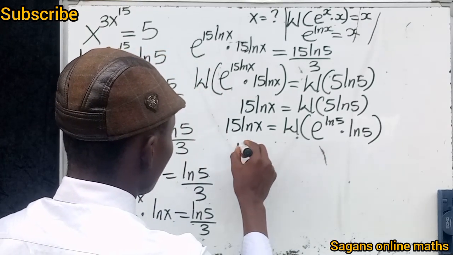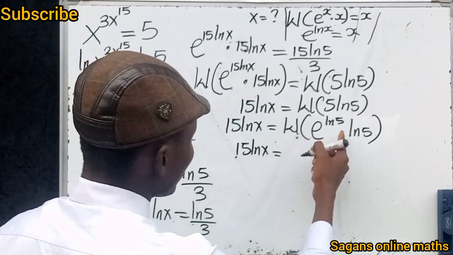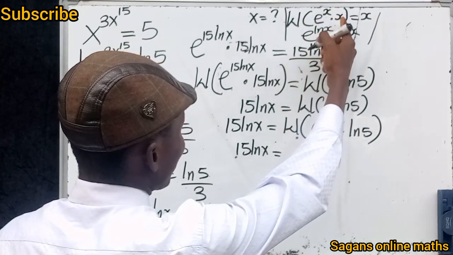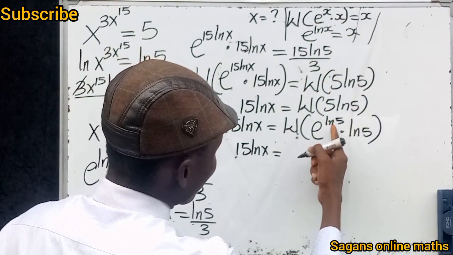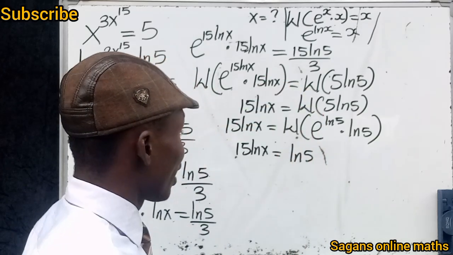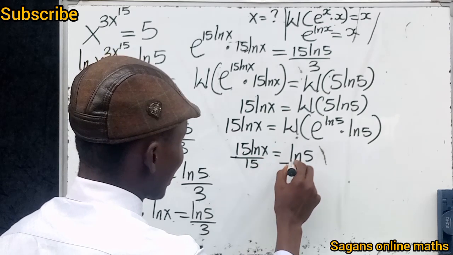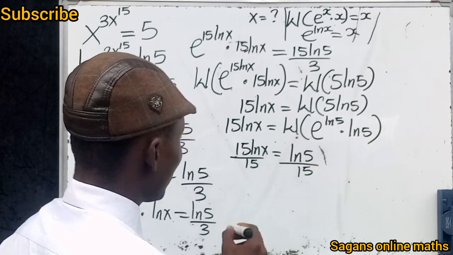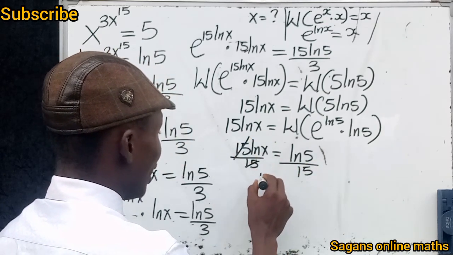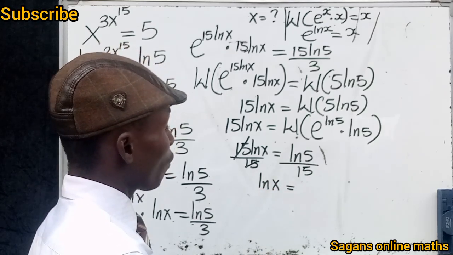Now this becomes 15 ln x equals the Lambert W function of this, since the Lambert W function of e raised to the power of x multiplied by x equals x, and you're having ln 5 here, so you have ln 5. See how simple it is. Now I'm going to divide both sides by 15. Remember that our target is to find the value of x, so this will go out. So now ln x equals ln 5 divided by 15.